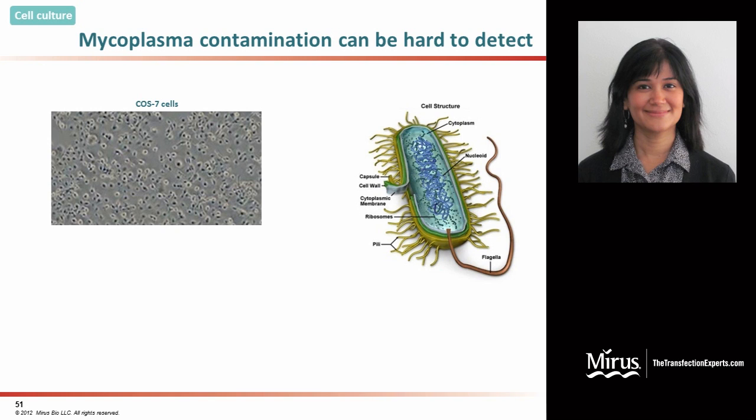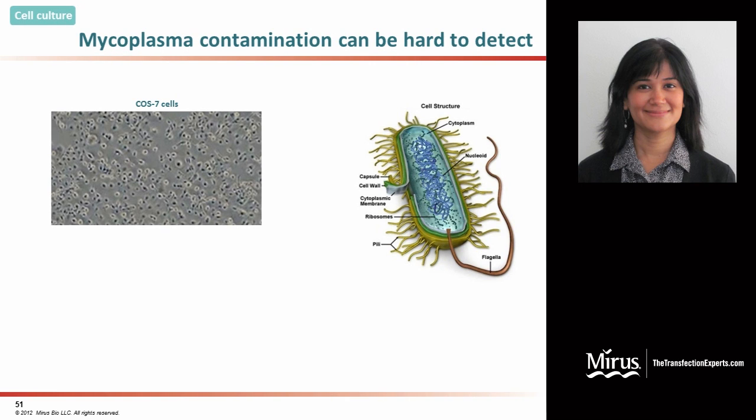Another very neglected issue related to cell culture is mycoplasma contamination. This can be very hard to detect because your cells look just the same as routinely cultured cells. They do not show any visible signs of contamination. That is not to say, though, that mycoplasma contamination does not have a huge impact on transfection. It can lead to highly altered transfection results.